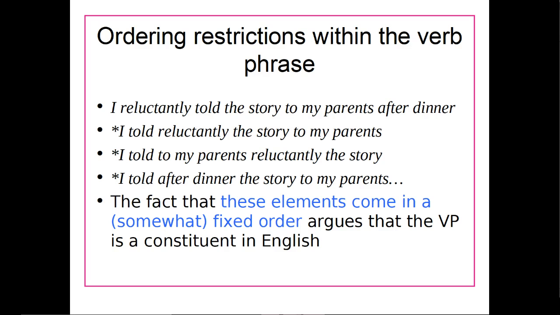So we can say, "I reluctantly told the story to my parents after dinner," but it'll sound a bit weird to say, "I told reluctantly the story to my parents," or "I told to my parents reluctantly the story," or "I told after dinner the story to my parents." Those are all, I'd say, understandable, and in some dialects they may be more acceptable, but something sounds a bit off about them. That indicates there is some kind of restriction to the ordering of verb phrases in English.